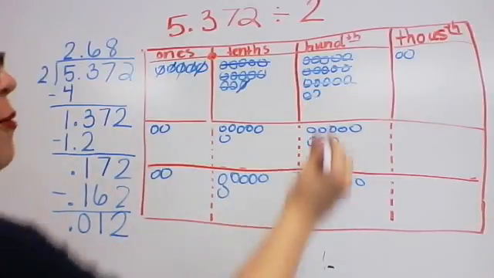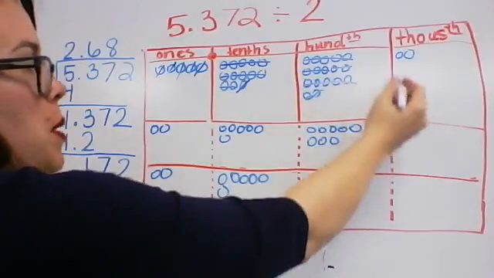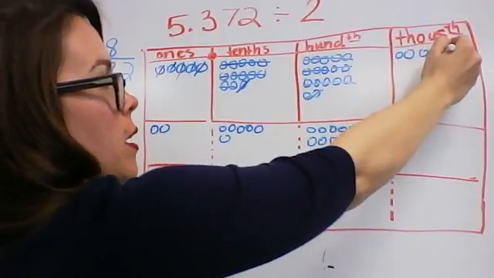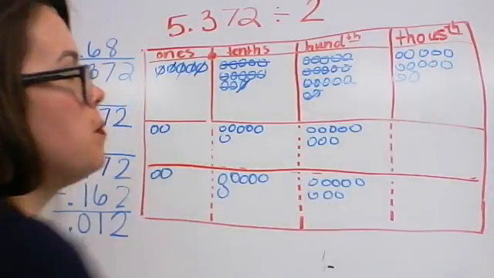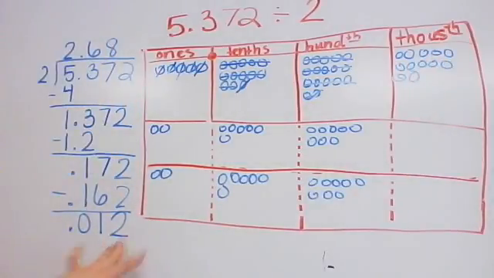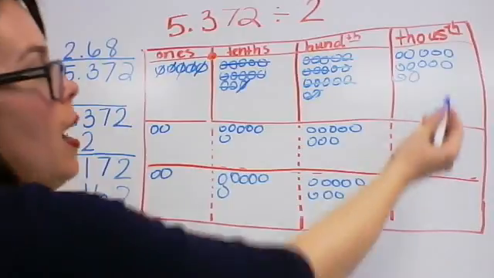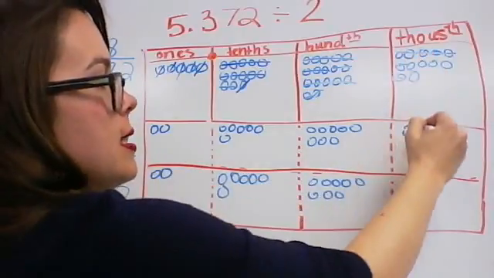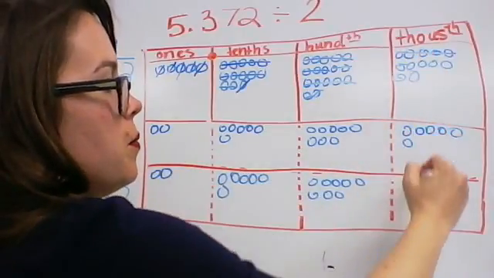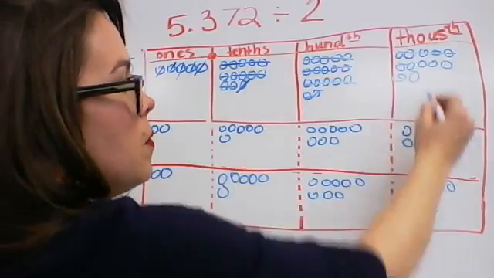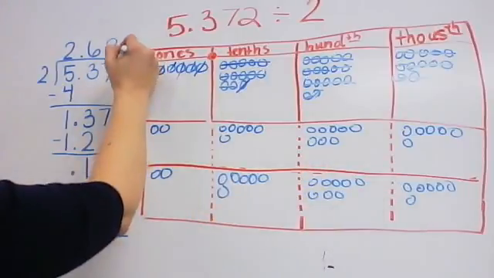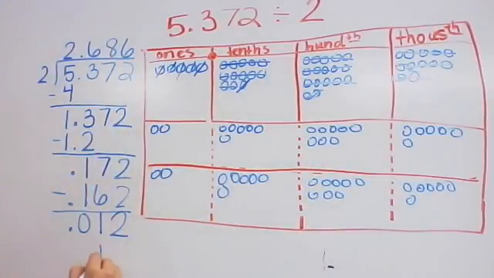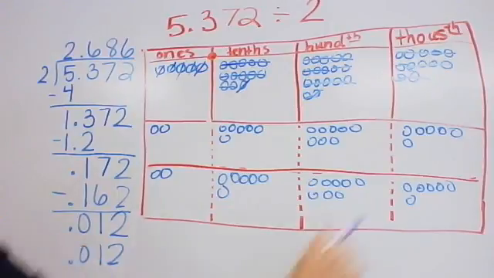So at this point, hopefully you're seeing the pattern here. I have 1 hundredth remaining, which will not split between the 2 groups, so I'm going to decompose it and regroup it as thousandths. Okay, so I have 12 thousandths. I already know that that's going to split into 6 and 6. So I have 6 thousandths in each group. 6 times 2 is 12. And that is exactly what I passed out: 12 thousandths.